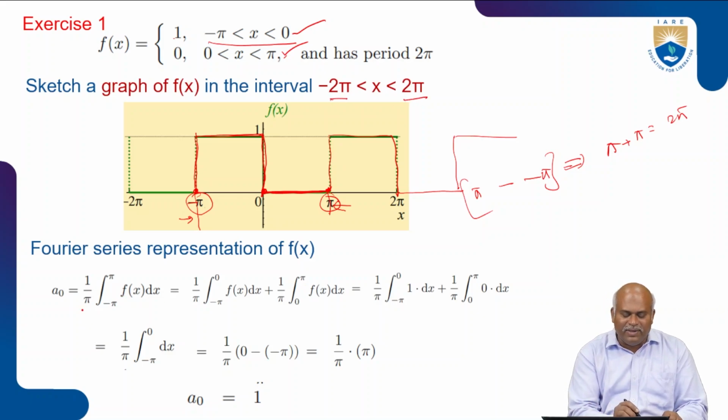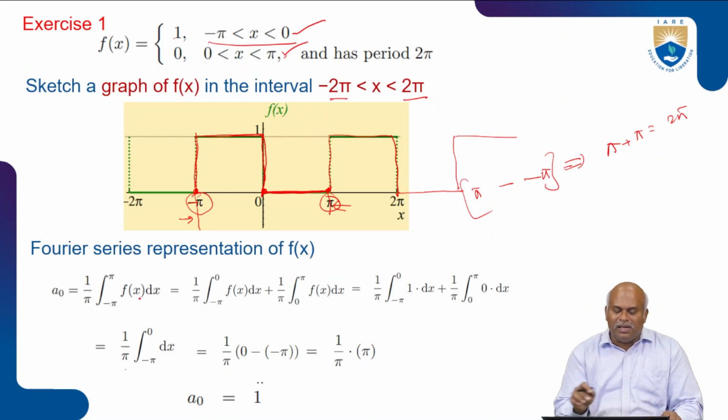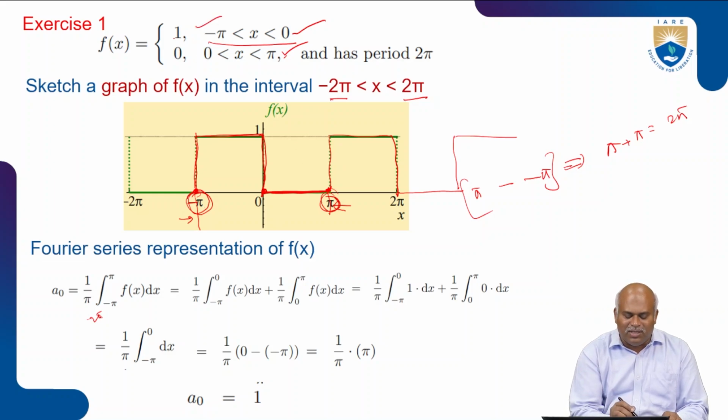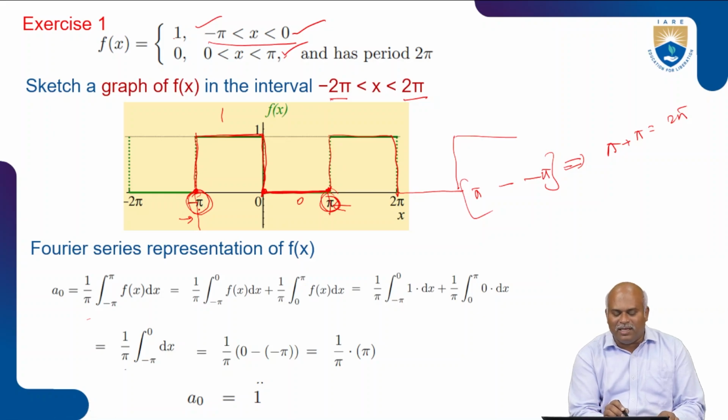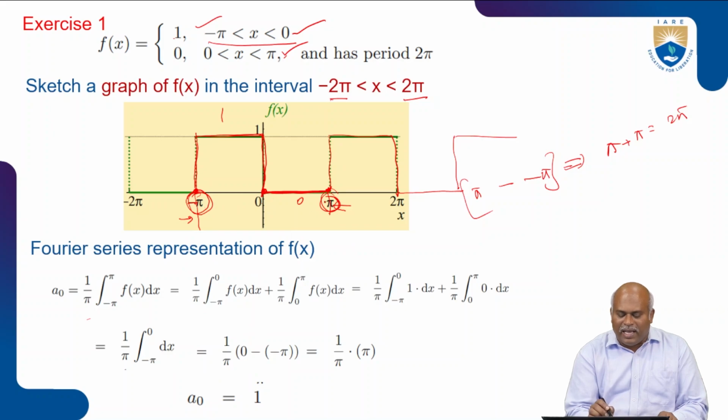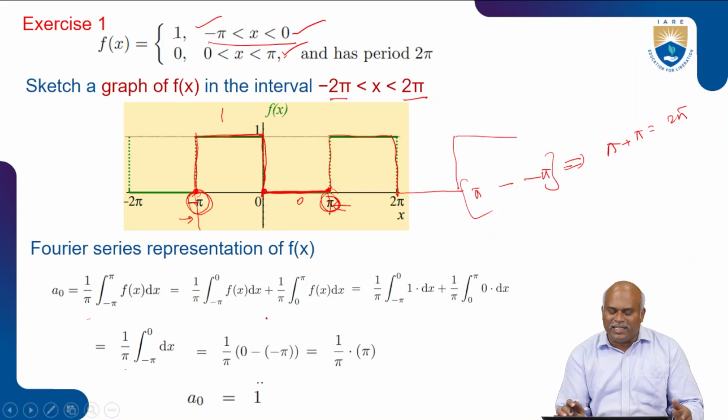In this case we follow the alternate notation formula, a0 equals 1 by pi times the integral. The limit we write as 2 pi, but in our signal we have minus pi to plus pi, so I write the integral of f of x dx from minus pi to plus pi. Here the signal is 1, and here it is 0. We can split the limits: minus pi to 0 is represented as 1, and 0 to plus pi is represented as 0. That's why I should split the integration.